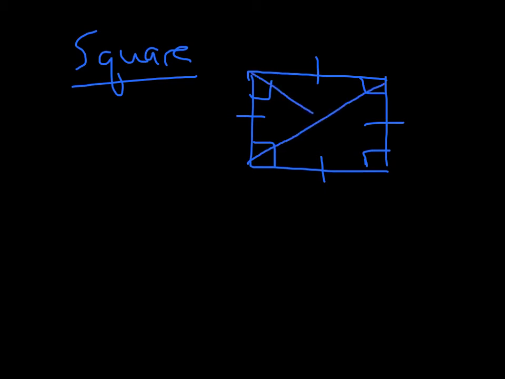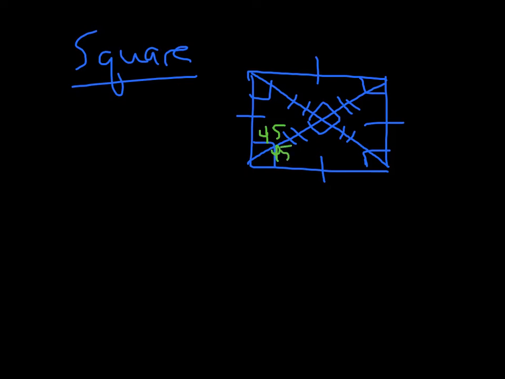Like a rectangle, diagonals are congruent, so we have 4 equal segments. Like a rhombus, they are perpendicular. We have 4 right angles, and also like a rhombus, the diagonals bisect the angles. So therefore, in a 90-degree angle, this is going to be 45, this is going to be 45.